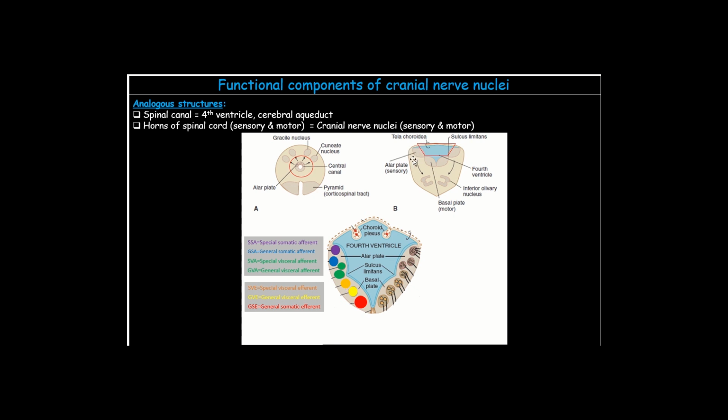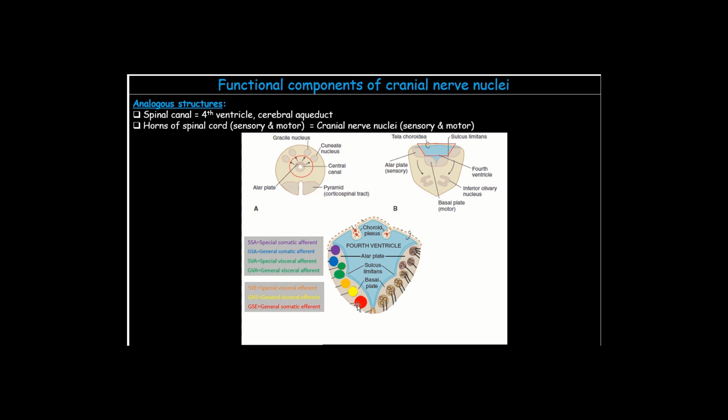The alar plate, which is now posterolaterally situated, is then going to split up into four different subcolumns. These would be the general visceral afferent column, the special visceral afferent column, general somatic afferent, and special somatic afferent column. So all the afferent columns are basically sensory. Some of them are meant to receive the general sensations, others are meant to receive the special sensations. Some of them are linked with the somatic sensations, others would be linked with the visceral autonomic sensations.